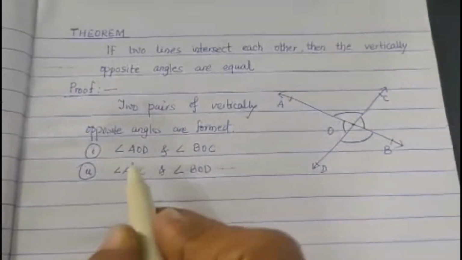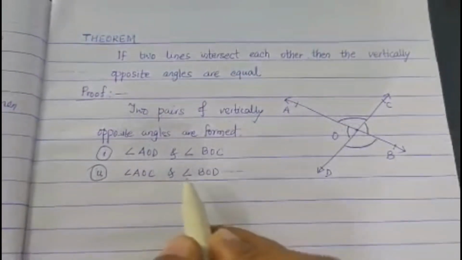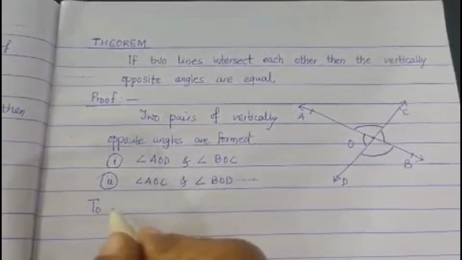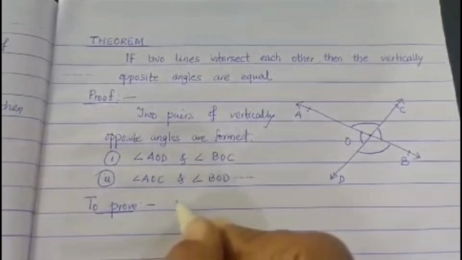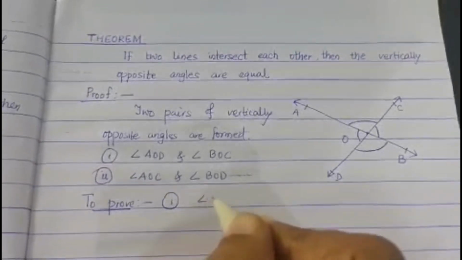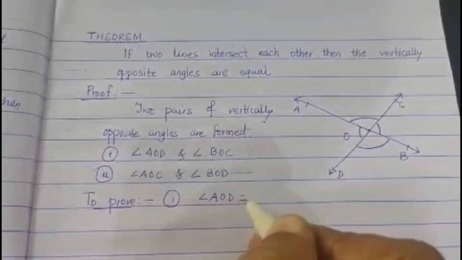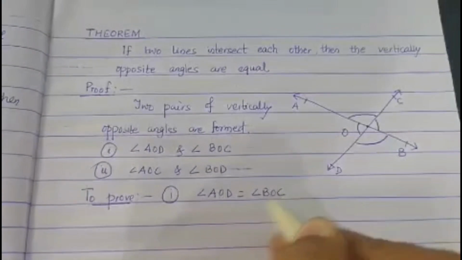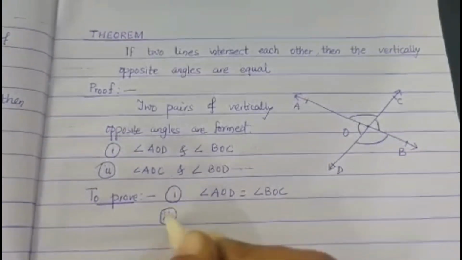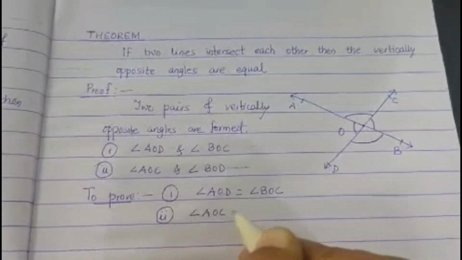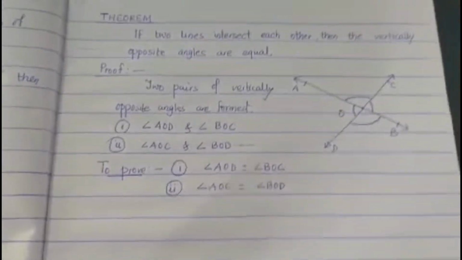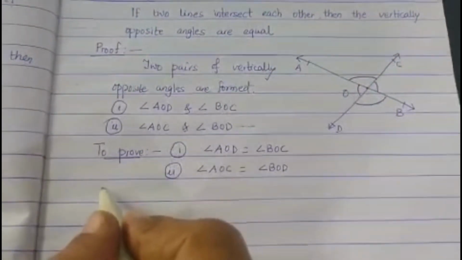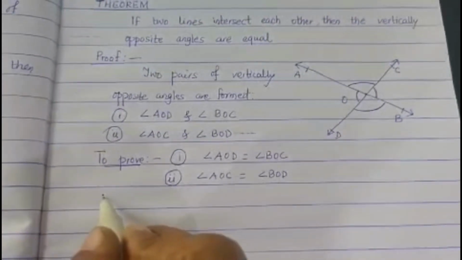Now we have to prove that these two are equal and these two are equal. So let us write it. What is to prove? To prove first one, angle AOD is equal to angle BOC, and second one, angle AOC is equal to angle BOD. So we have to prove these two things. So let us do the proof.